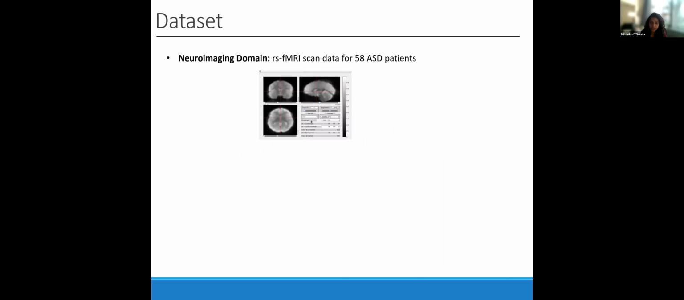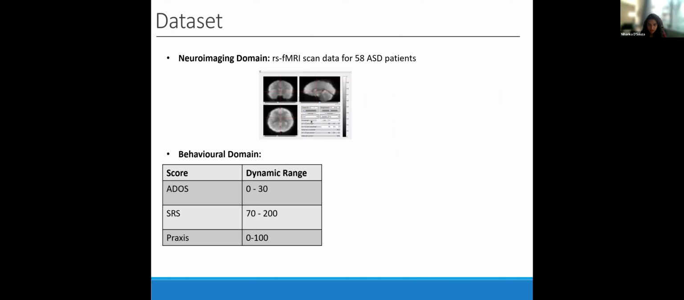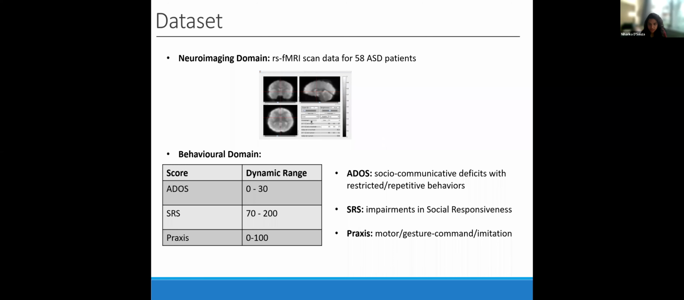To evaluate this model, we have resting state fMRI scans collected from 58 patients with autism spectrum disorder, or ASD for short. As mentioned earlier, ASD results in diverse clinical impairments. In this study, we have validated our model on three separate clinical measures. The first of these is ADAS, which captures social and communicative deficits along with restricted and repetitive behaviors and is scored by a clinical exam.